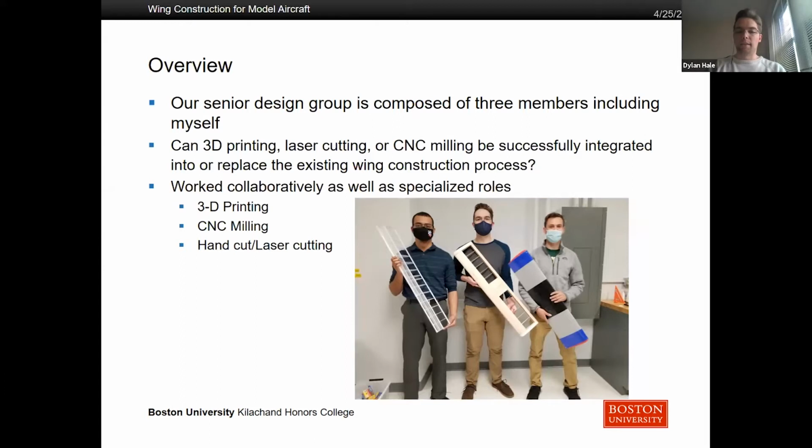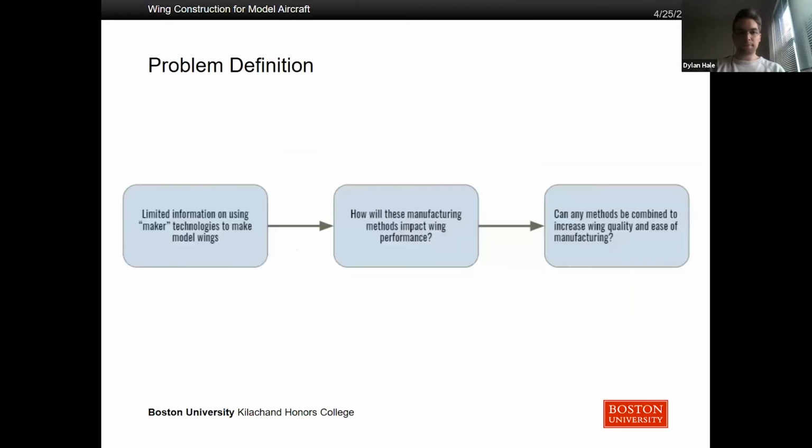We wanted to find out if laser cutting, CNC milling, or 3D printing could be used to make the wing construction process for model airplanes a little bit easier and more streamlined. We worked pretty collaboratively on this project, but we had a few specialized roles. Kyle had a lot of experience with 3D printing, so he took charge of that wing. And he had a lot of experience with milling, so he took over that wing. And then I had experience with laser cutting and hand cutting, and so I did most of those.